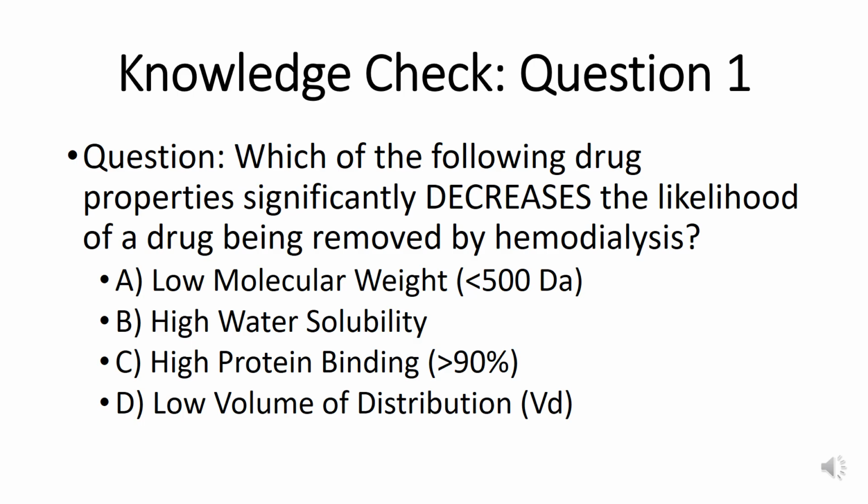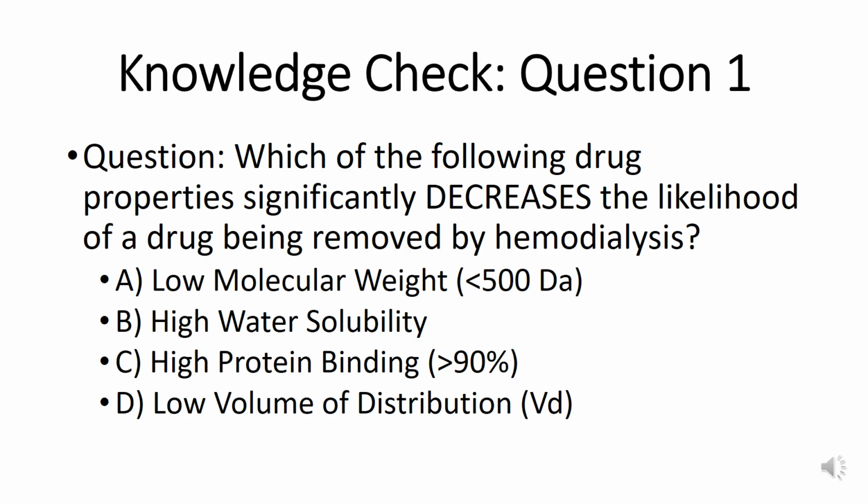A low volume of distribution increases dialysability as well. Drugs with a low volume of distribution stay primarily within the vascular compartment, where dialysis can reach them. In contrast, drugs with a large volume of distribution are extensively distributed into tissues and are less available for removal. A simple way to remember this is that dialysis works best on drugs that are small, water-soluble, poorly protein-bound, and confined mainly to the bloodstream.